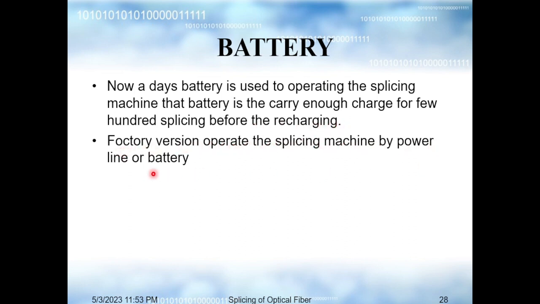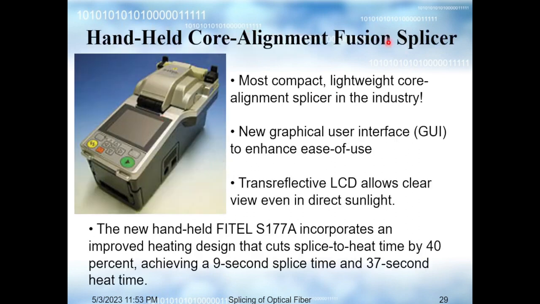Now the battery. Nowadays, a battery is used to operate the splicing machine. That battery carries enough charge for a few hundred splices before recharging. Factory versions operate the splicing machine by power line or battery.